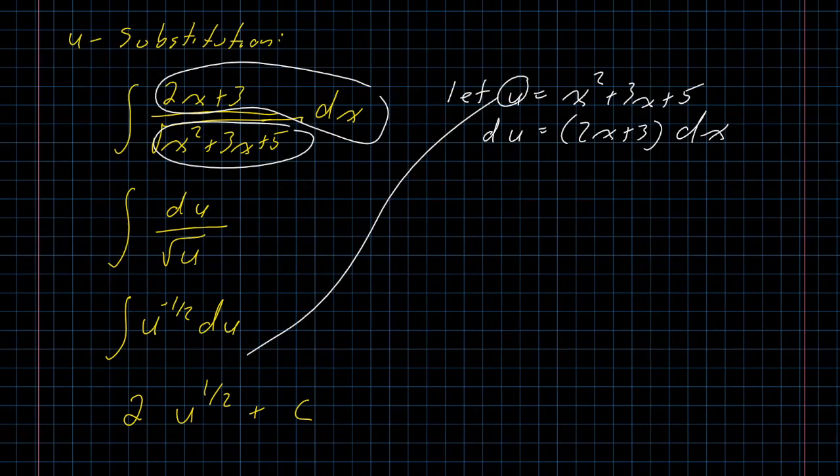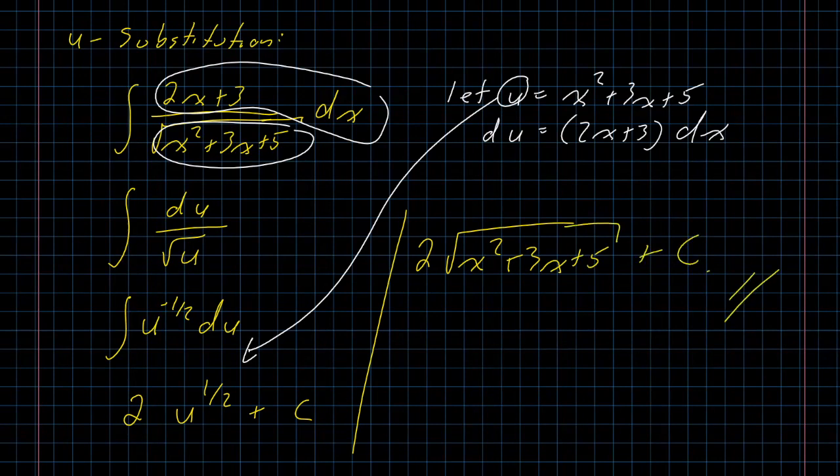Then take the value we have for u, plug it back into this expression, and we're going to get 2 times the square root of x squared plus 3x plus 5 plus our arbitrary constant, and there is the solution to this integral.